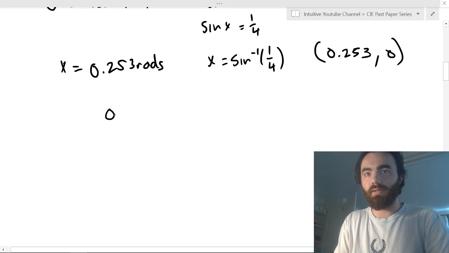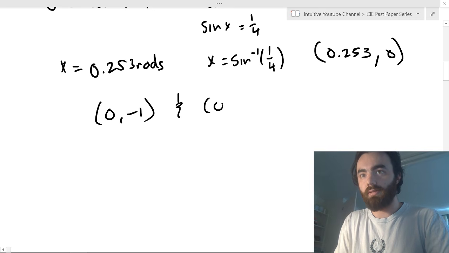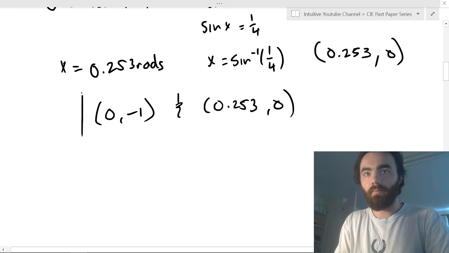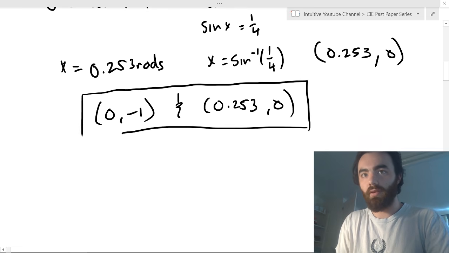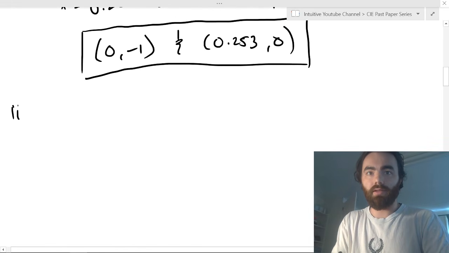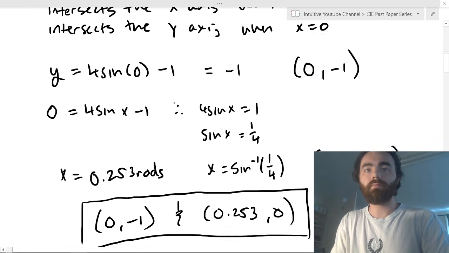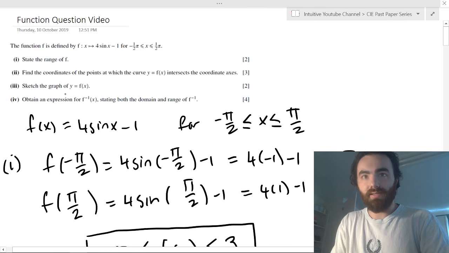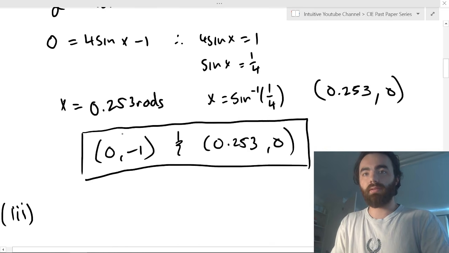So we have our two points there: (0, negative 1) and (0.253, 0). Those are the two points of intersection with the coordinate axes. Okay, let's keep going. Now sketch the graph of y equals f of x.